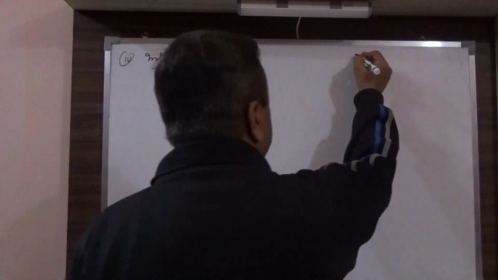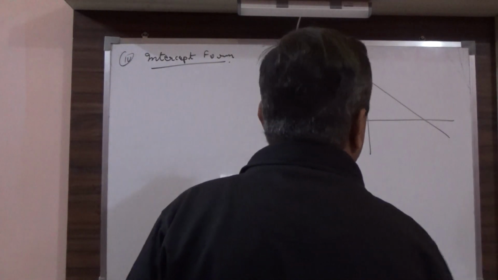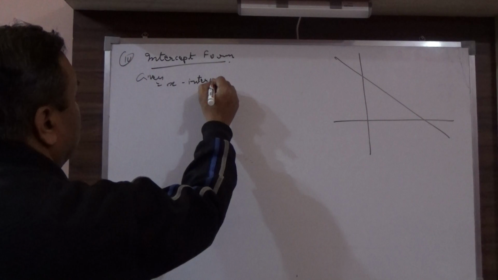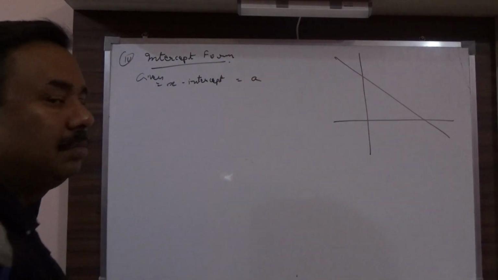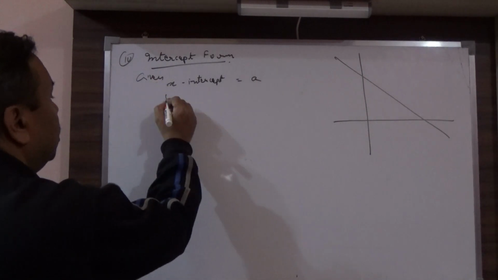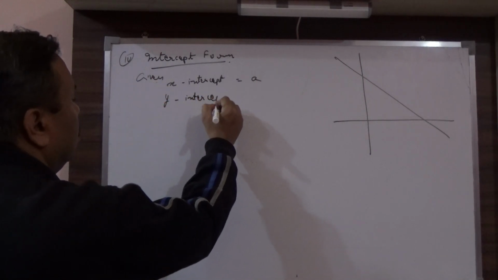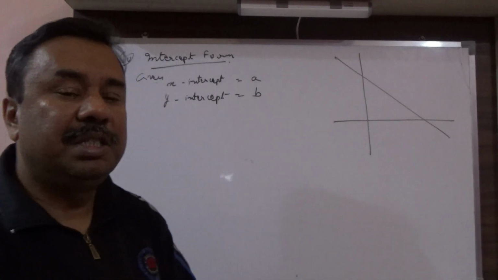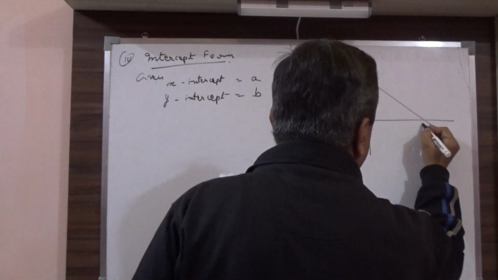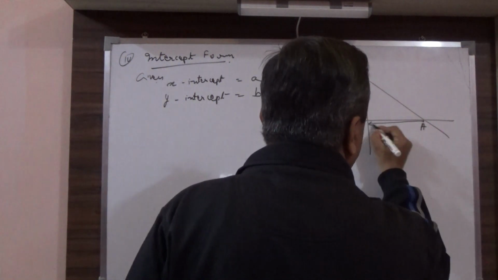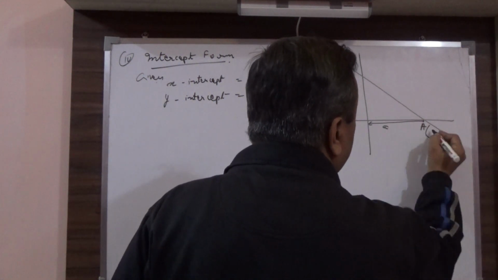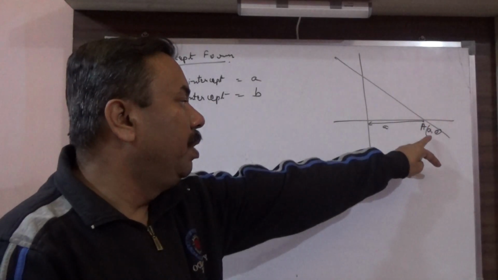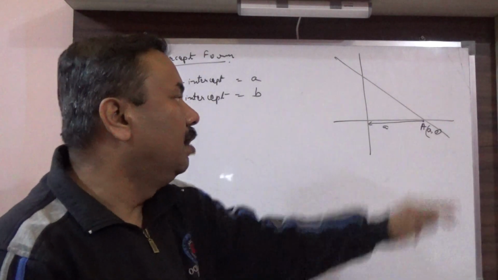So the x-intercept that is given is the first, that is A. Then the second thing given is the y-intercept, that is B. When I say x-intercept is A, that means if it is cutting at this point A, then this distance is A and the coordinates of this point will be (A, 0). The x coordinate will be A and the y coordinate will be 0.